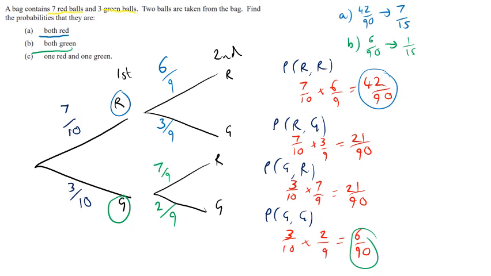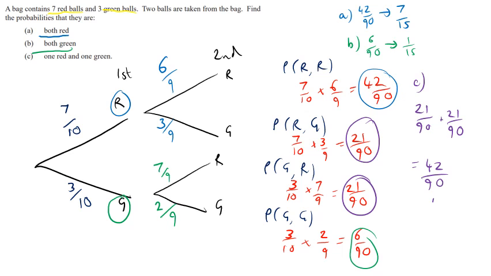Part C may be a tiny bit harder because it says 1 red and 1 green. Now to get 1 red and 1 green, I can either go red then green, or I can go green then red. Now when it's this or this, two things or, you add them together. So we add those two different options together, which gives a final answer of 42/90. Then that simplifies down to 7/15. Okay, and that's our final answer there.